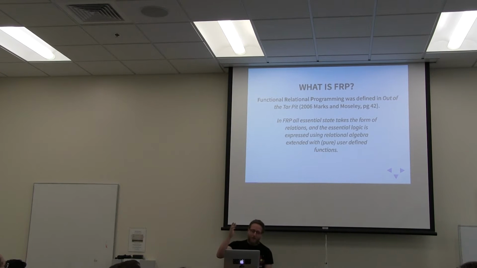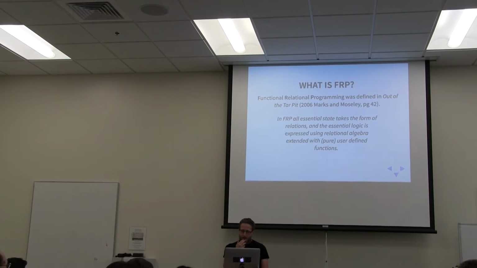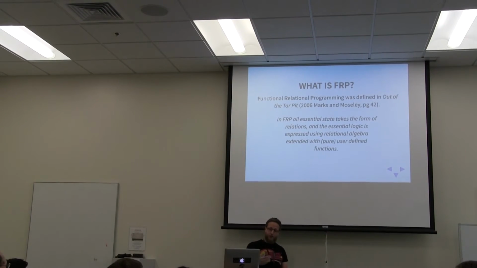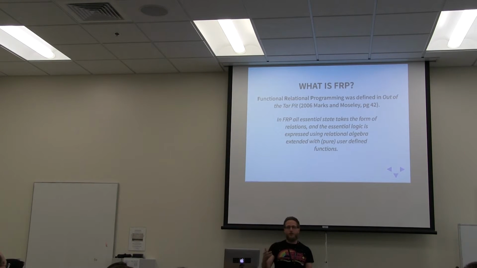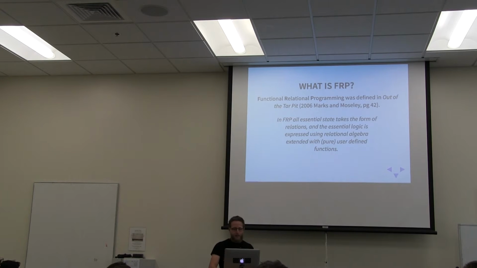Here's a quote. In FRP, the all-essential state takes the form of relations. That is the relational model as defined by Codd, like the original, the way SQL kind of came out of. And essential logic is expressed using relational algebra. That is, say, derived views on relations. We'll have some examples. And then we can extend that with pure functions.